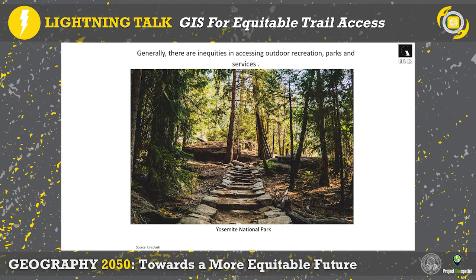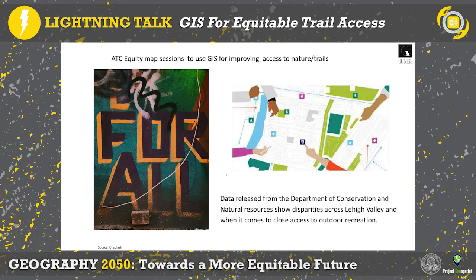I was the equity mapping coordinator and I helped participants to create equity maps for Northeast Tennessee, one of the Appalachian Trail communities. This came about because of a lot of information and data from agencies such as the U.S. Forest Service, the National Park Service, and then the Department of Conservation and Natural Resources, which shows the disparities when it comes to accessing nature and particularly trails.